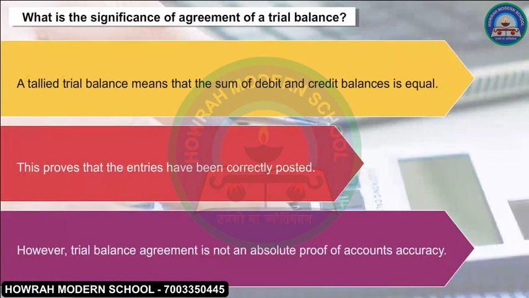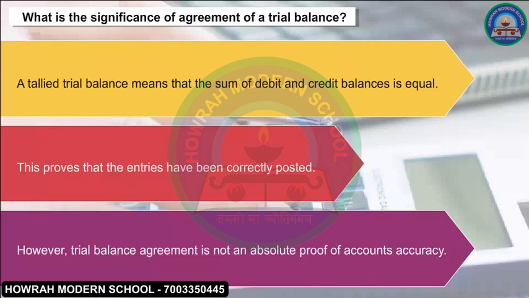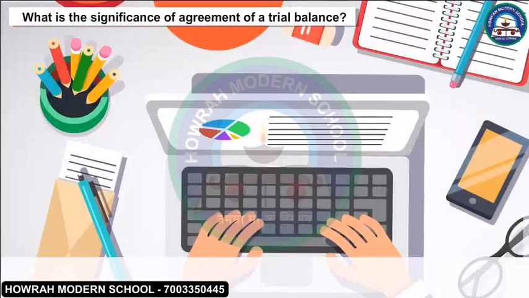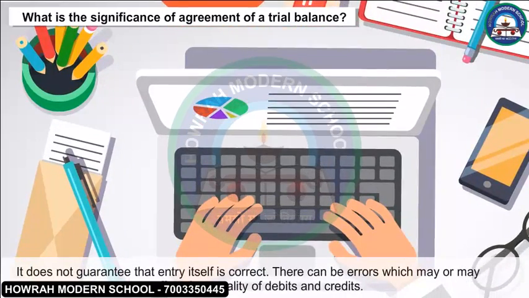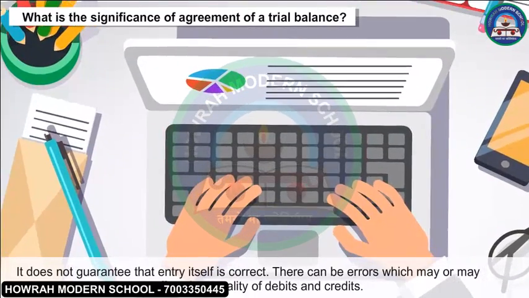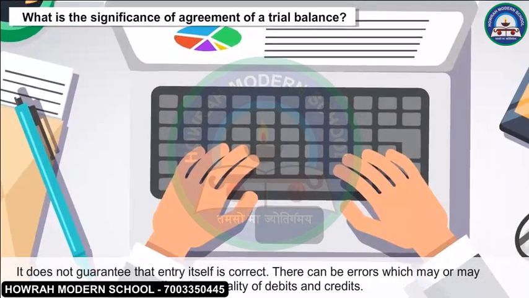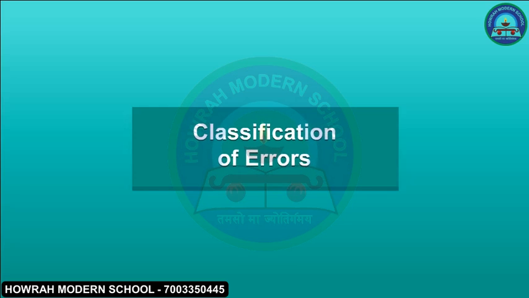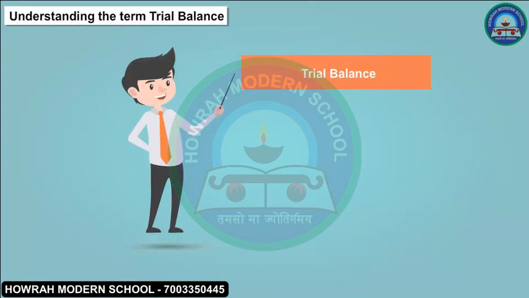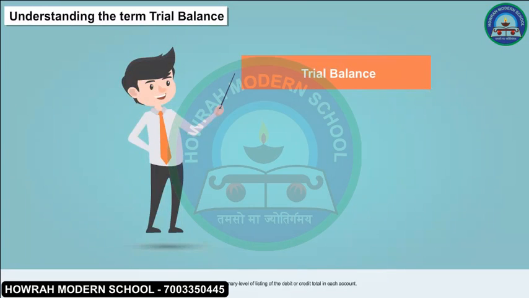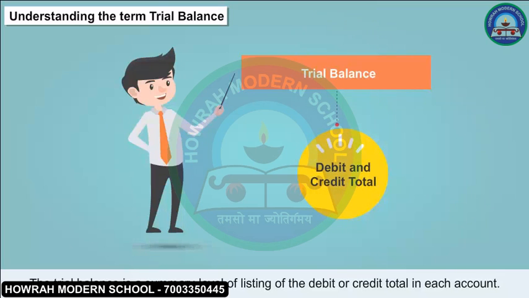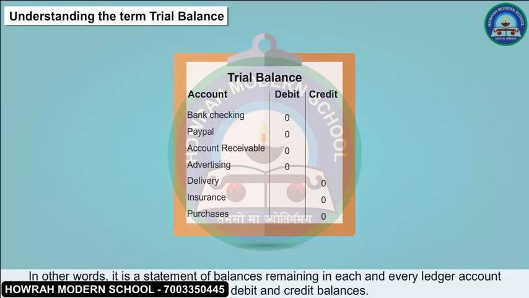However, trial balance agreement is not an absolute proof of accounts accuracy. It does not guarantee that the entry itself is correct. There can be errors which may or may not affect the equality of debits and credits. Classification of errors. Understanding the term trial balance. The trial balance is a summary level of listing of the debit or credit total in each account. In other words, it is a statement of balances remaining in each and every ledger account classified as debit and credit balances.